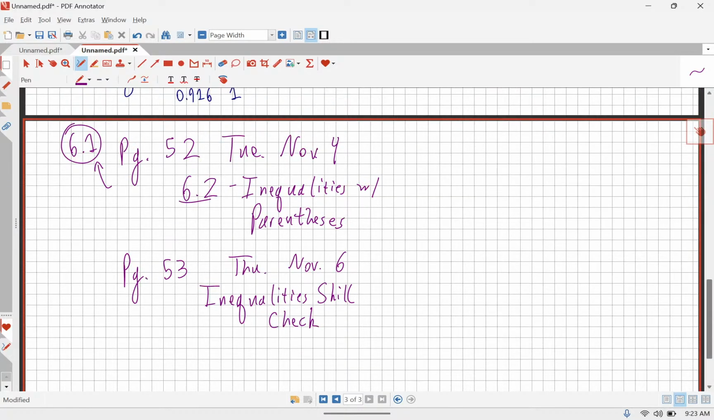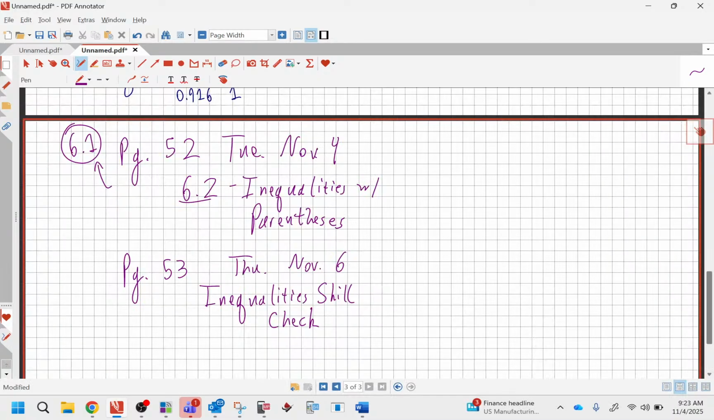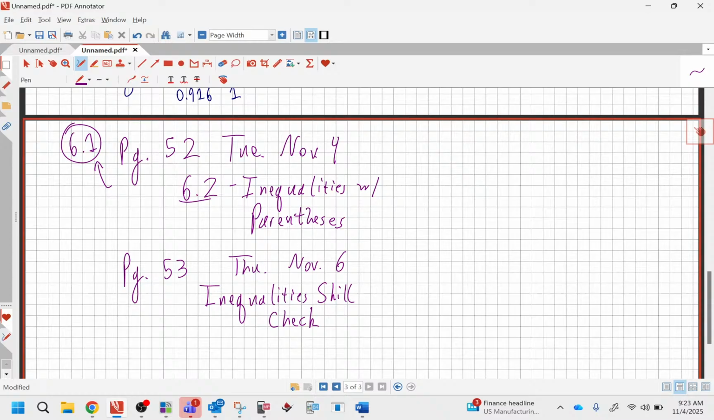We do have some time to work on this, so I want you guys to open your Chromebook and work on either 6.1 or 6.2 for the next 5 minutes and raise your hand and let me know if you don't know what you're supposed to be doing on any problem.